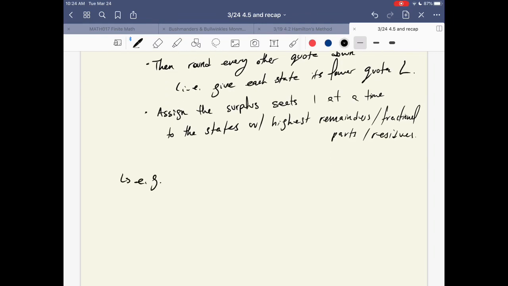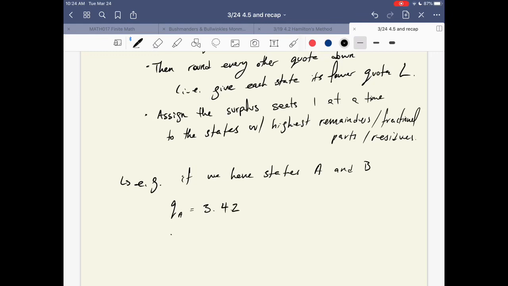So a quick example: say we have states A and B, and the quota for state A, once we calculated the standard divisor, was 3.42, and the quota for state B was 4.58. Let's make it a nice even number. So in total, this gives how many? 8 seats. Okay, so now we would round both of them down. The lower quota of A gives A 3 seats, and B gets 4 seats. And 4 plus 3 makes 7. So we have 1 surplus seat.